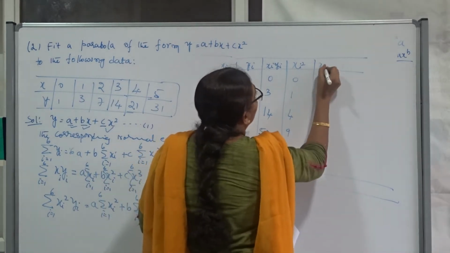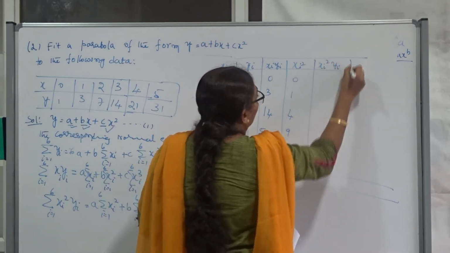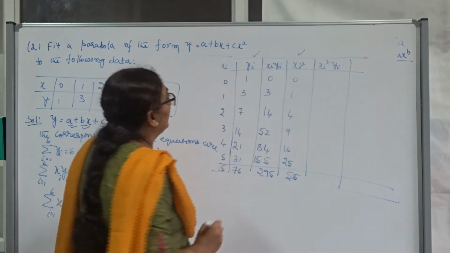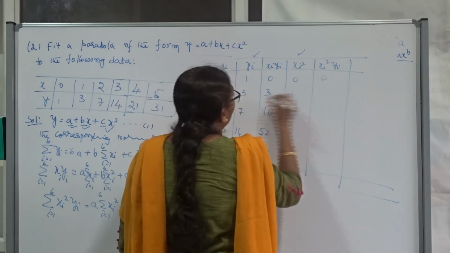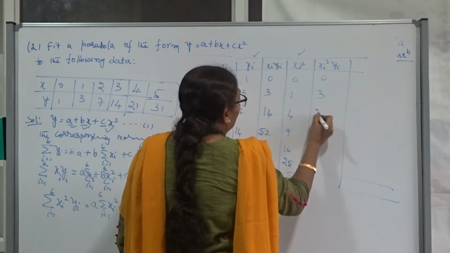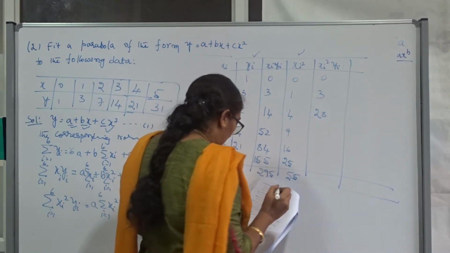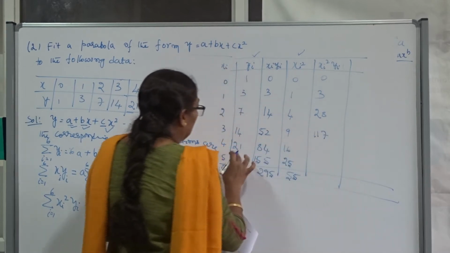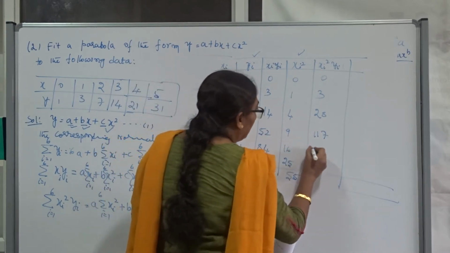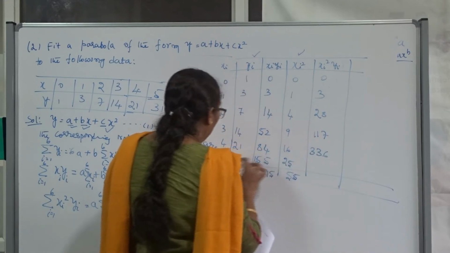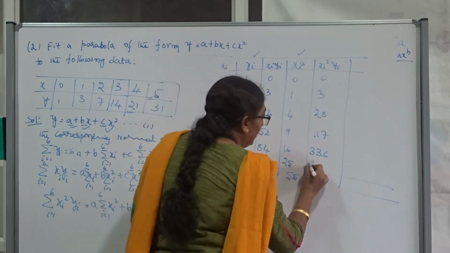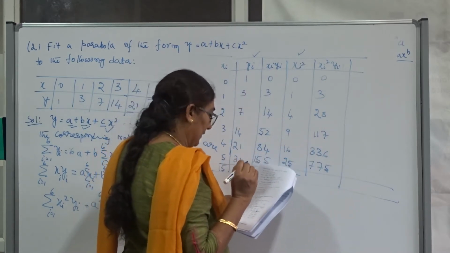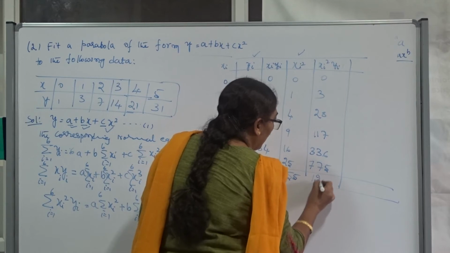Next I want to calculate xi²yi. You take xi² and multiply with yi. Then what we get? 0, 1 into 3 is 3, 28, 14 into 9 is 126, 16 into 21 is 336, and next 25 into 31 is 775. Take the total. The total of xi²yi is 1259.